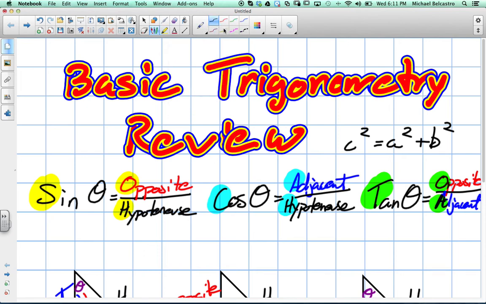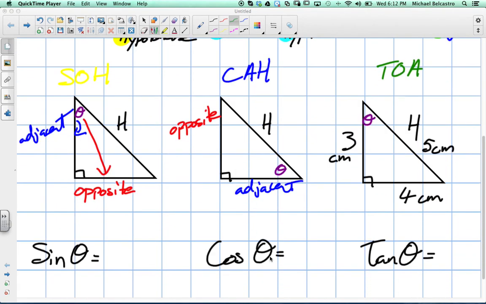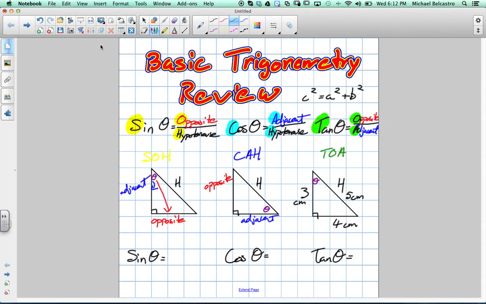So a lot of people write it this way. They'll write, if I can do it in yellow, S-O-H. Can you kind of see that? Yeah. C-A-H, T-O-A. Okay, and that's a way that we use to remember it. So we have our Sohcahtoa. So with that being said, maybe we should zoom out just a little here.